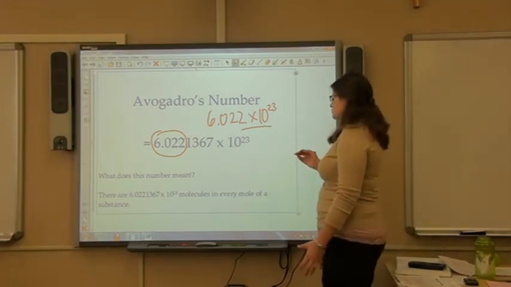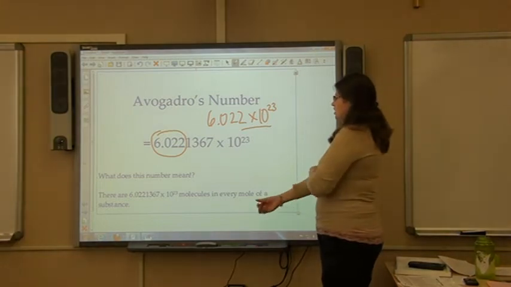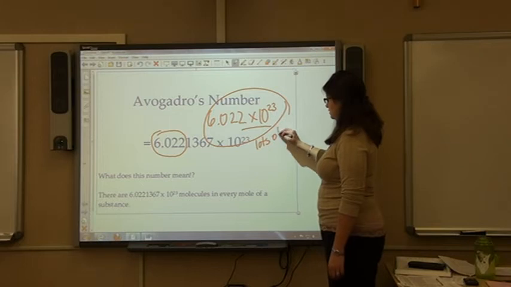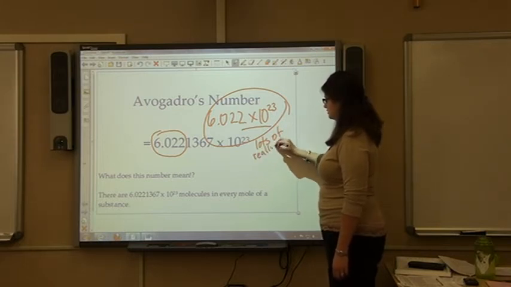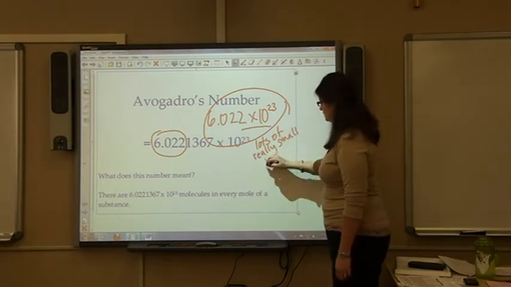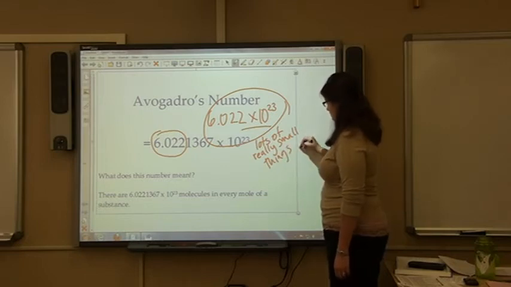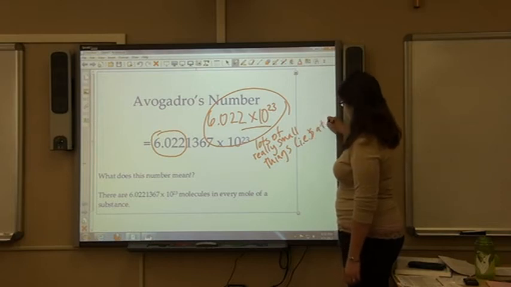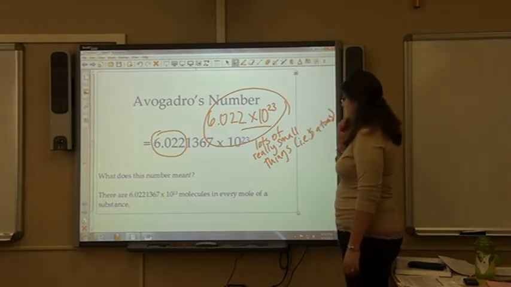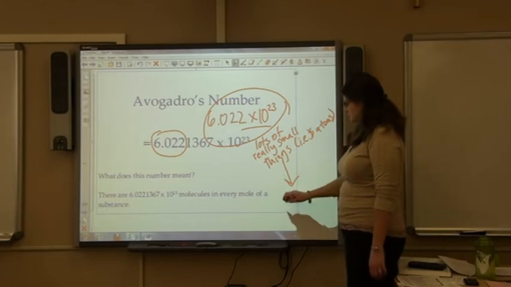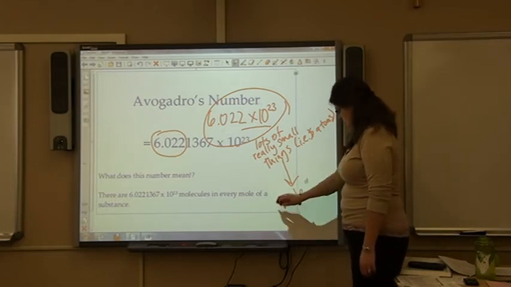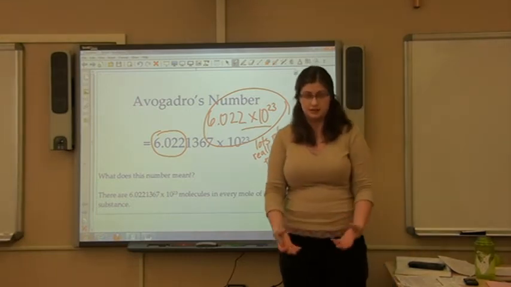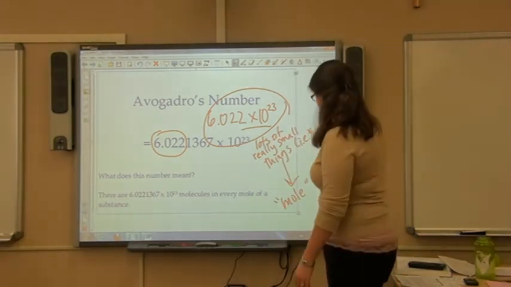So what Avogadro was trying to do was take a whole ton of lots of really small things, i.e., atoms, etc., and turn it into something that was visible, tactile, something that you could look at and study and observe. The mole.